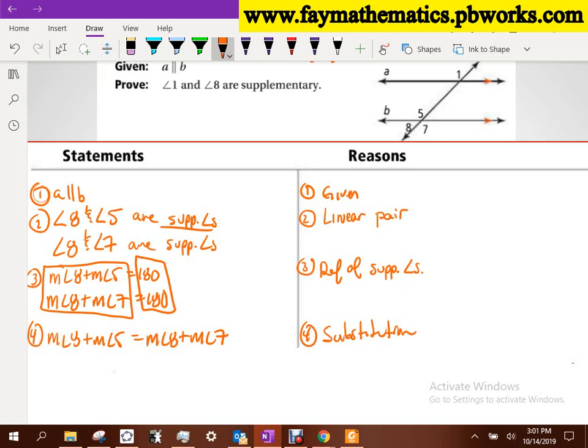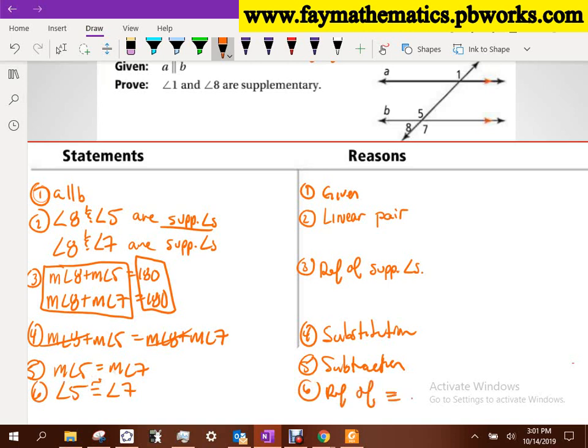And whenever that happens, generally there's something that will show up on both sides that is the same amount. What's the same amount that's on both sides here? Measure of angle 8. So let's wipe that away. I get measure of angle 5 equals measure of angle 7. So subtraction. Okay, statement 6 is going to say angle 5 is congruent to angle 7. That's the definition of congruency.